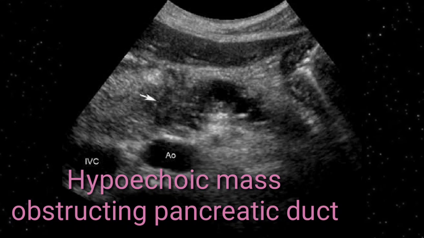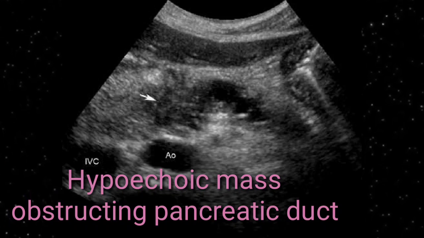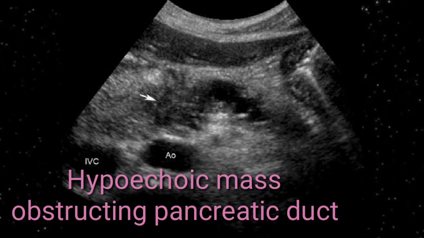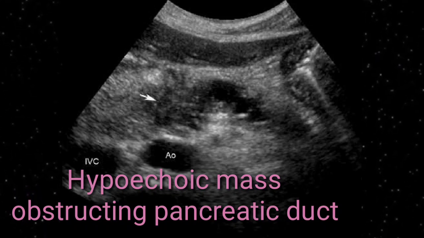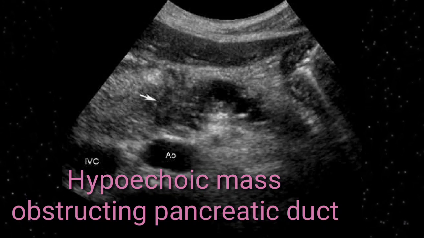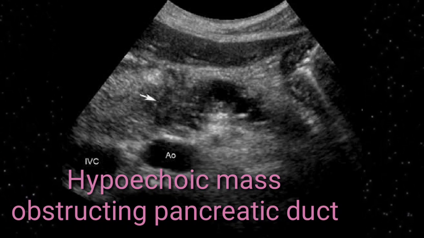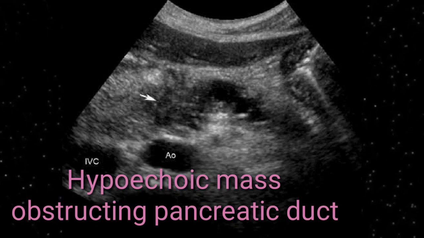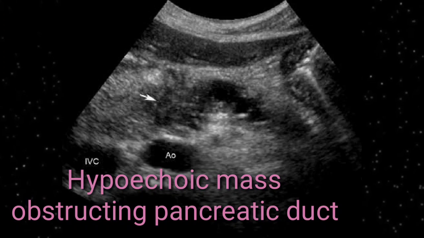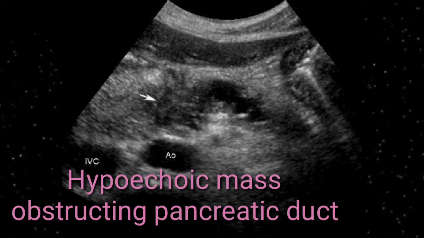If ductal dilatation is not present and a mass is visible, this would be some other pancreatic tumor. As I mentioned, there are 4 types of pancreatic cancer. This may be ampullary cancer, or duodenal cancer, or maybe something else, but it would not be pancreatic ductal adenocarcinoma. Pancreatic ductal adenocarcinoma will always dilate the duct.